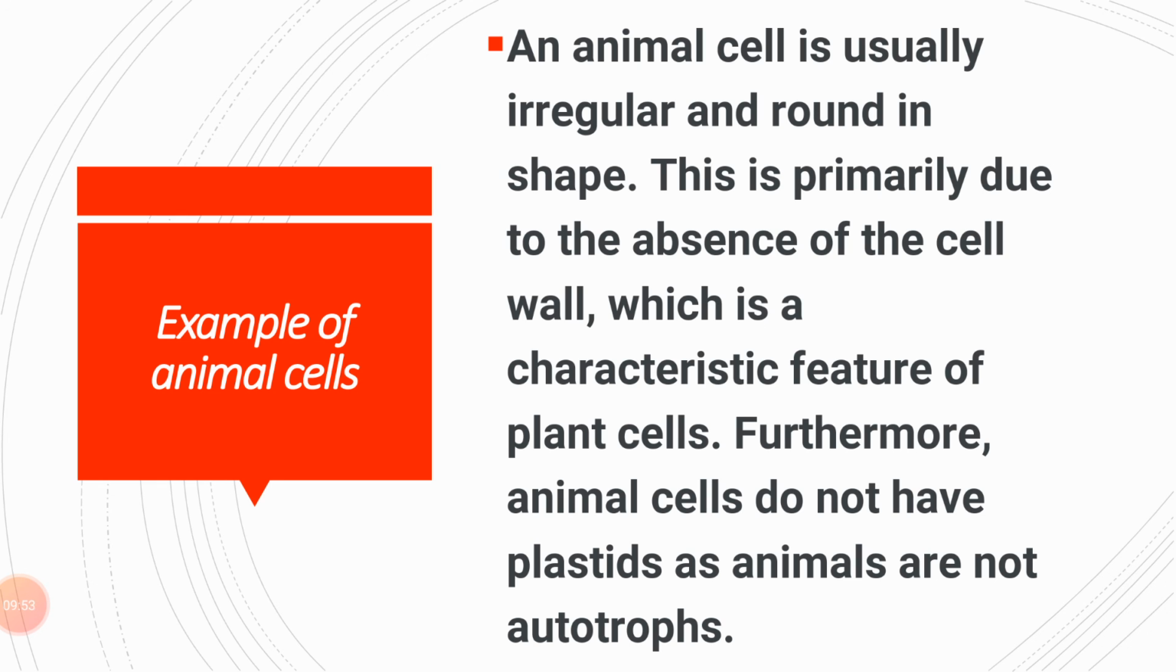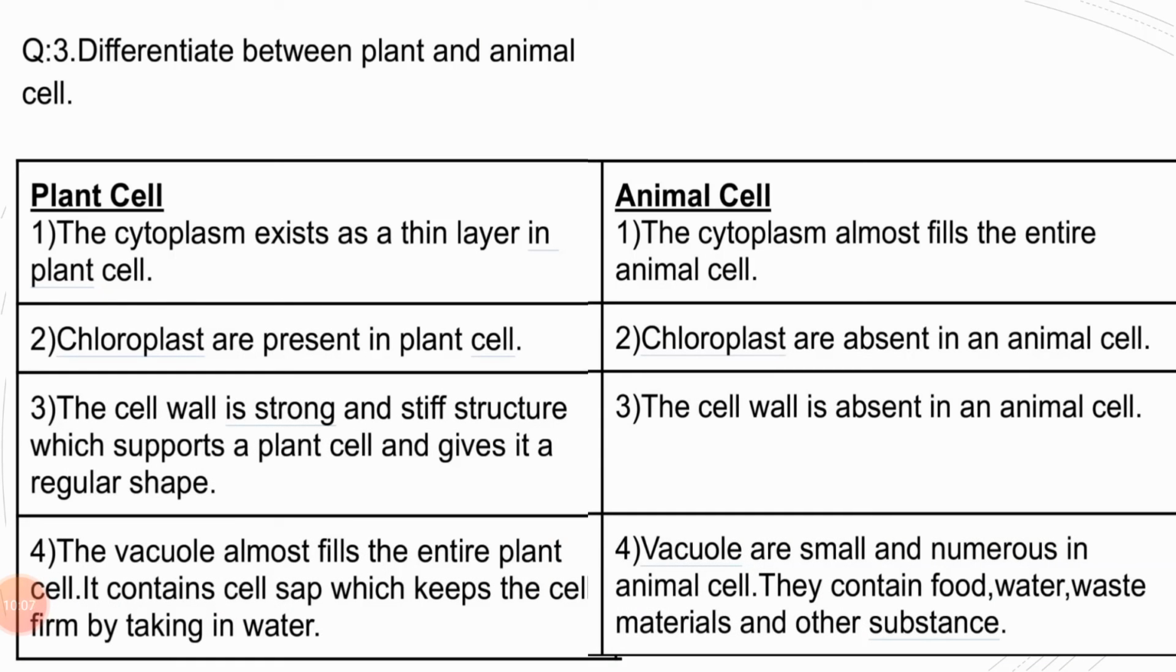And animal cells are irregular and round, and the cell wall is absent in the animal cell. Why? Because their shapes vary and they are not in a standing position. Okay, the next is your homework: you have to write the difference between the plant and animal cell. If you want, you can also draw the diagram in the plant cell column and the animal cell column. Okay, you can draw.